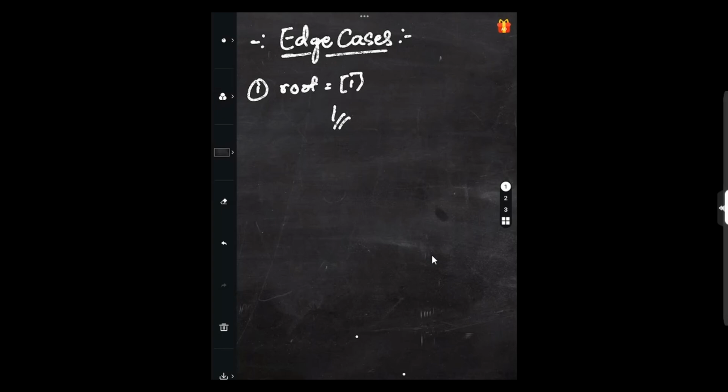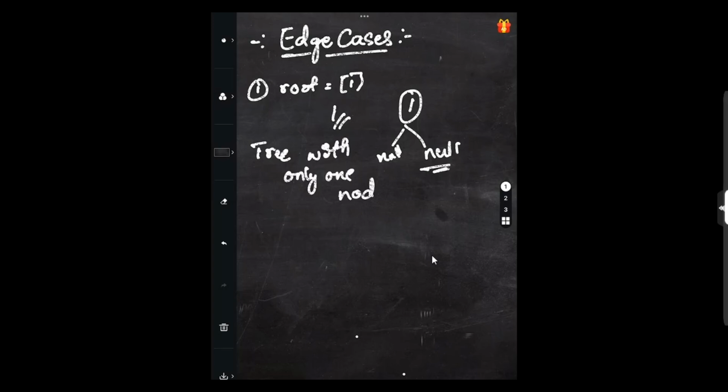Because we don't have any edge at all here. We have only root, that is 1. Everything will be null here, right? We don't have to consider this one. So the output will be 1 here in this case. This is for the condition tree with only one node. So this is for the condition tree with only one node, first edge case.